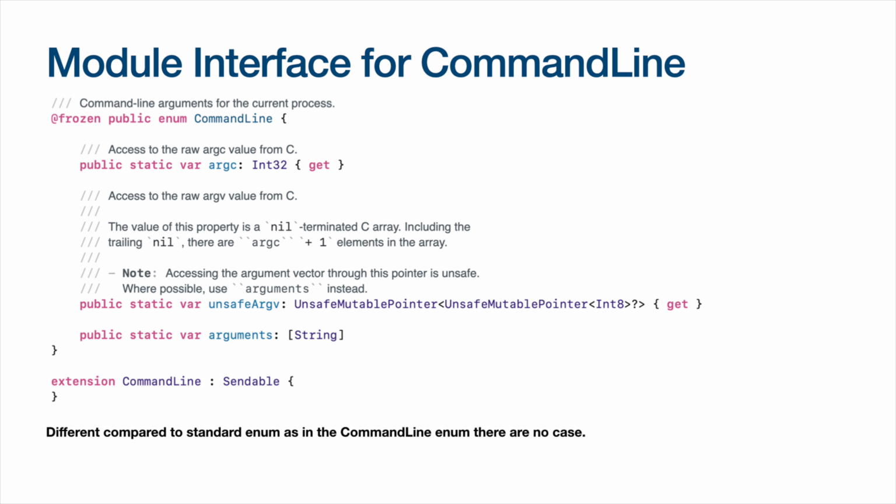The module interface is depicted. It has static variables argc, unsafeArgv, and a String array arguments. The argc and argv are in their raw form, whereas the String array has parsed the data from the argv and converted it into the string representation.